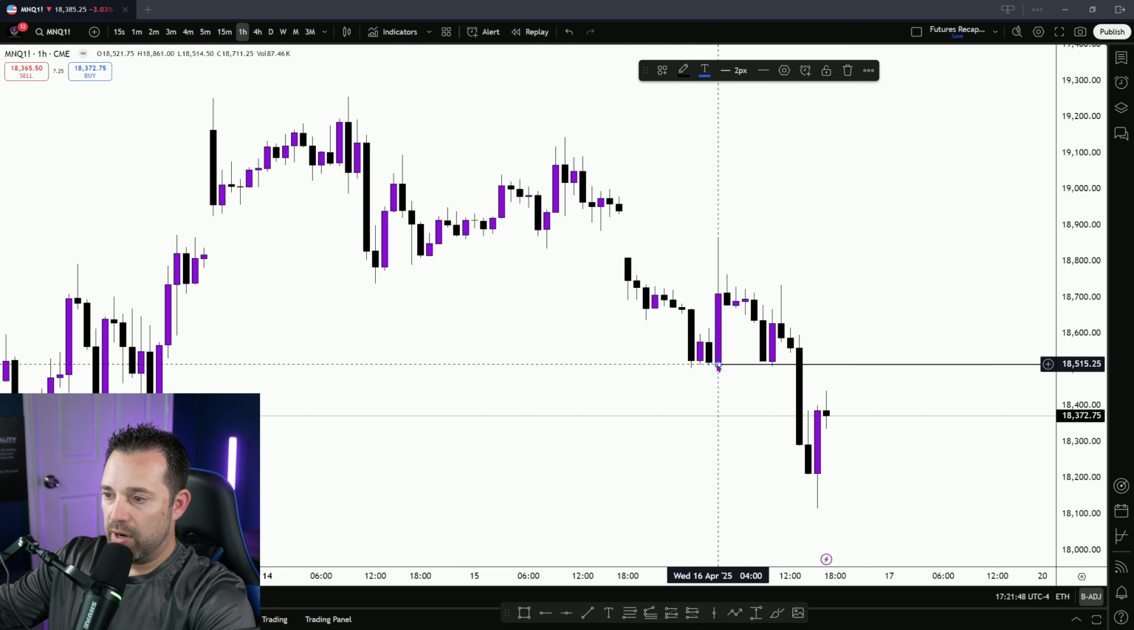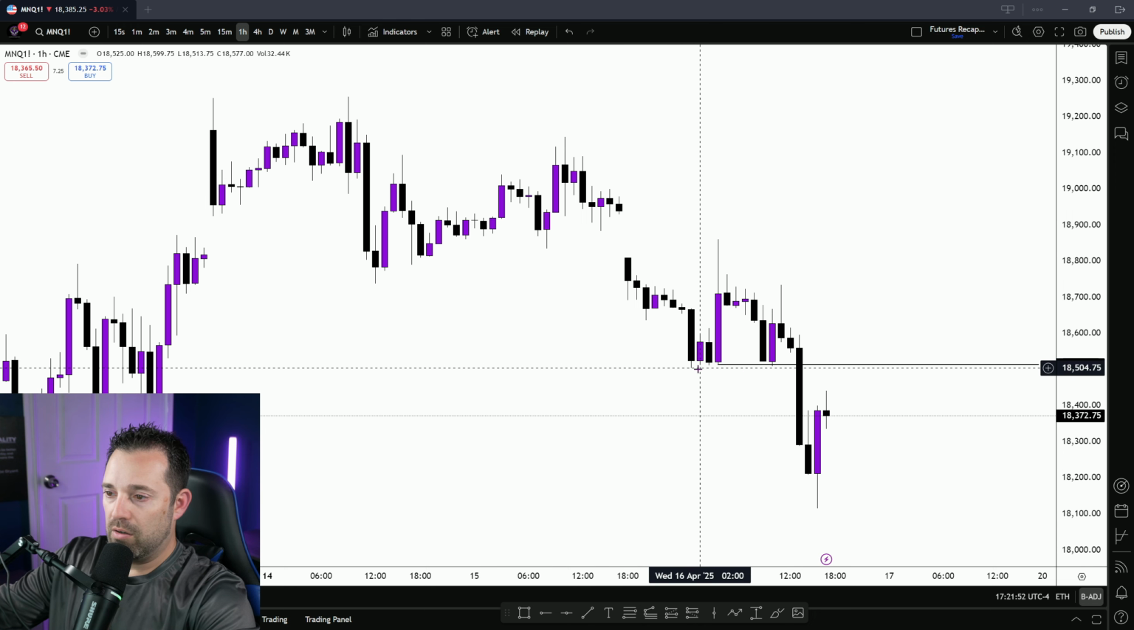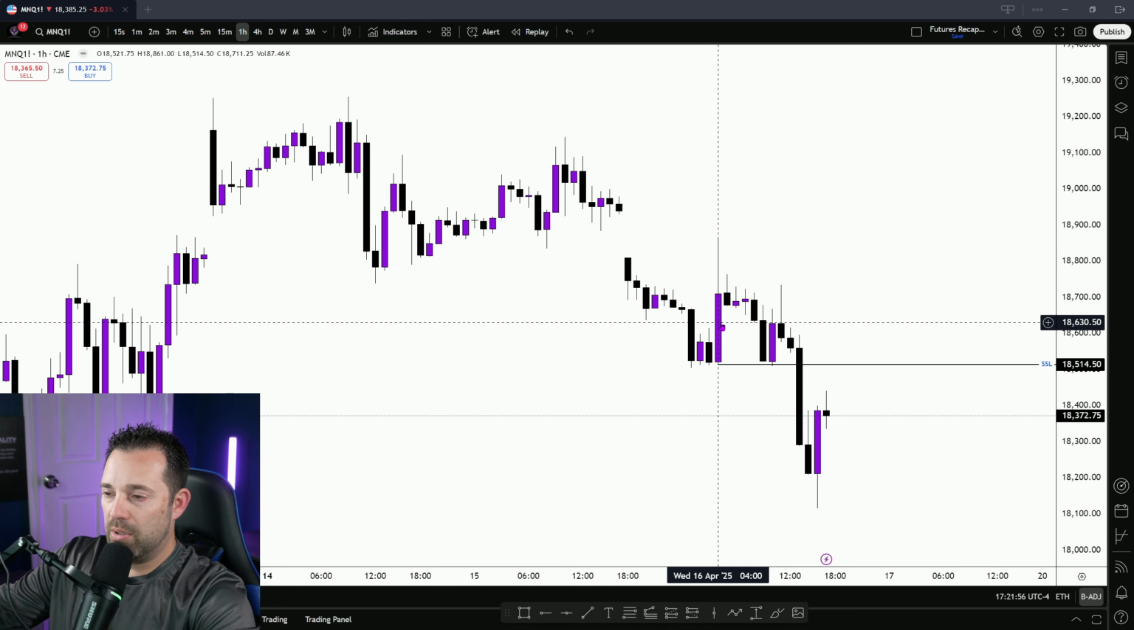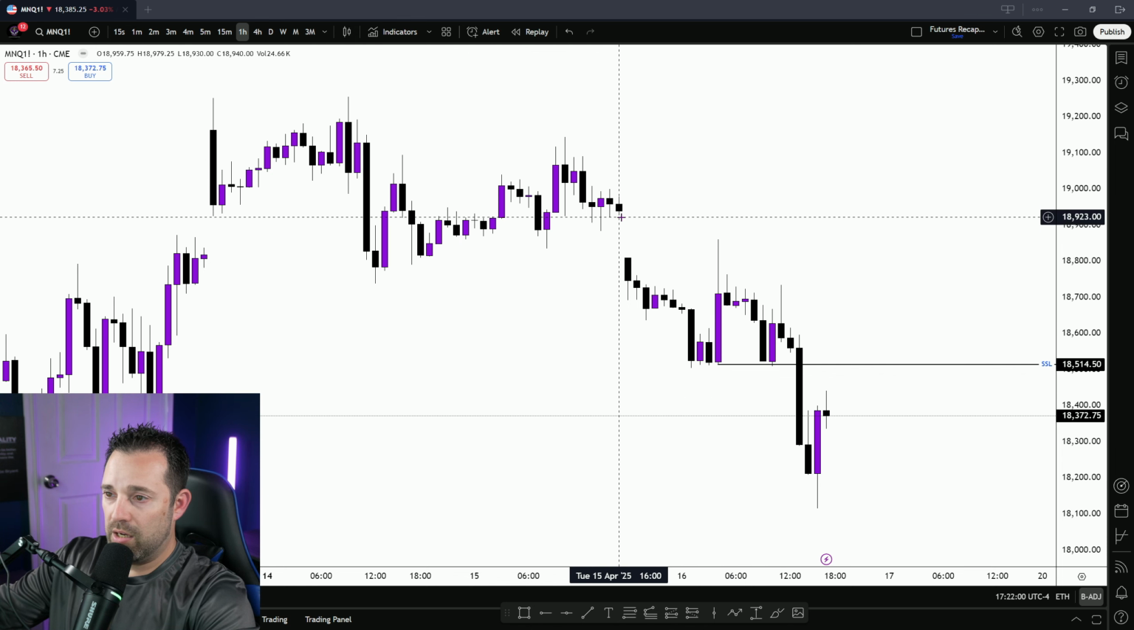All these lows right here. So I had this marked as my sell side liquidity right here. All these lows, relatively equal lows. And you see, we did shoot up in the London session into here.